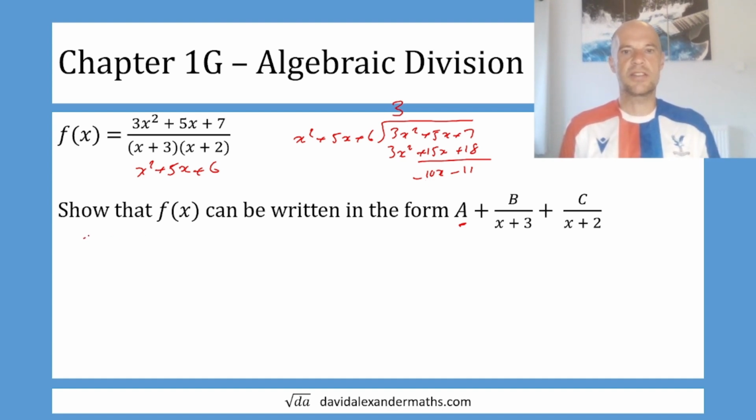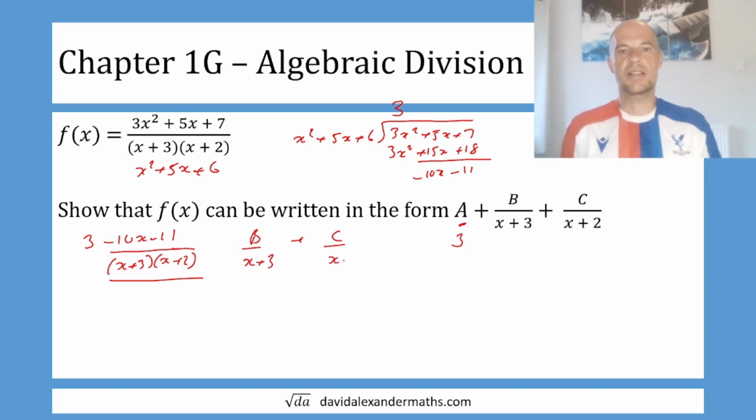So the answer is going to be 3 minus 10x take away 11, and the minus, this is the remainder, remember, and that is what is going to be over the x plus 3, x plus 2. So we know that our a is the 3. We need now to work out the b and the c. Now this is nothing new. So this stuff here, that can be written as b over x plus 3 plus c over x plus 2.